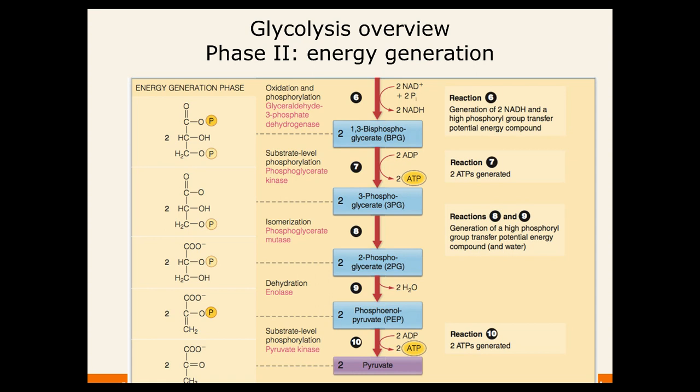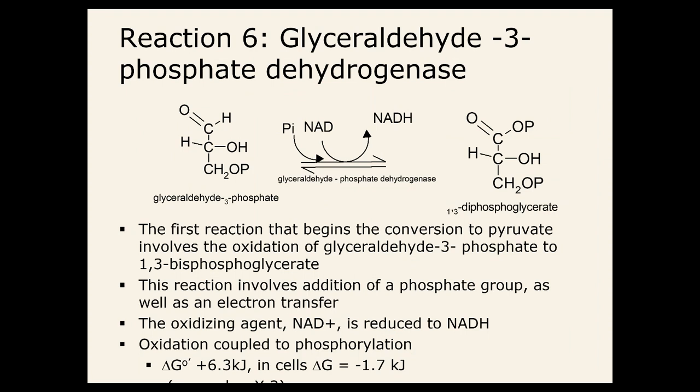So here we are in the energy payoff phase. You have 2 of these, right, to form 2 glyceraldehyde 3-phosphates, which will form 2 1,3-bisphosphoglycerate. So there are going to be 2 NADHs formed. This reaction involves the addition of a phosphate, but the phosphate here, see where it says Pi? That's inorganic phosphate, meaning that it's in the cytosol. So it's not from ATP.